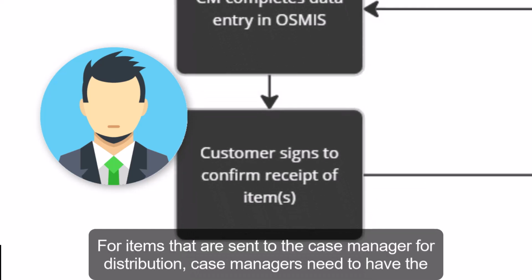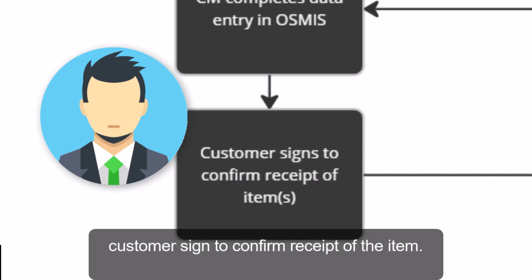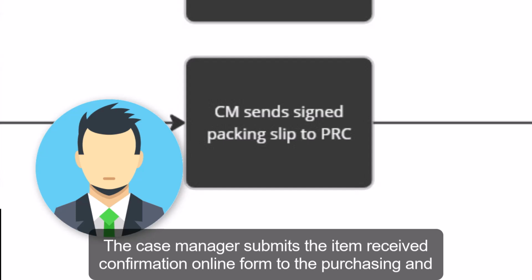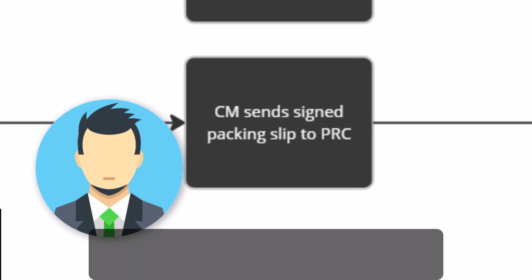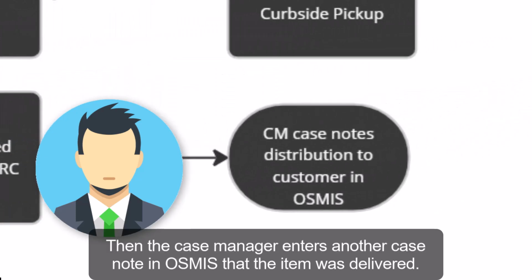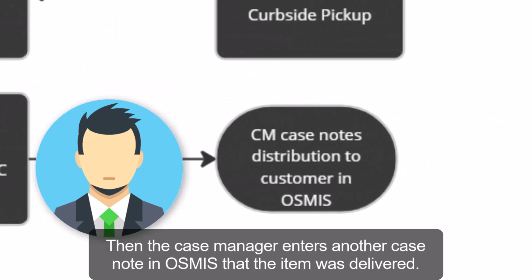For items that are sent to the case manager for distribution, case managers need to have the customer sign to confirm receipt of the item. The case manager submits the item received confirmation online form to the Purchasing and Records clerk and thus provides the packing slip or receipt to Purchasing and Records. Then the case manager enters another case note in Osmos that the item was delivered.